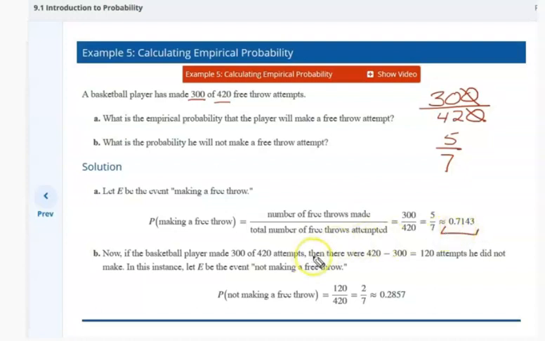Now, what would be the probability he would not make the baskets? Well, you would subtract this from 1, and you would get 2 out of 7, which is what they're showing down here. All right, pause, take some notes. Again, this is empirical probability.